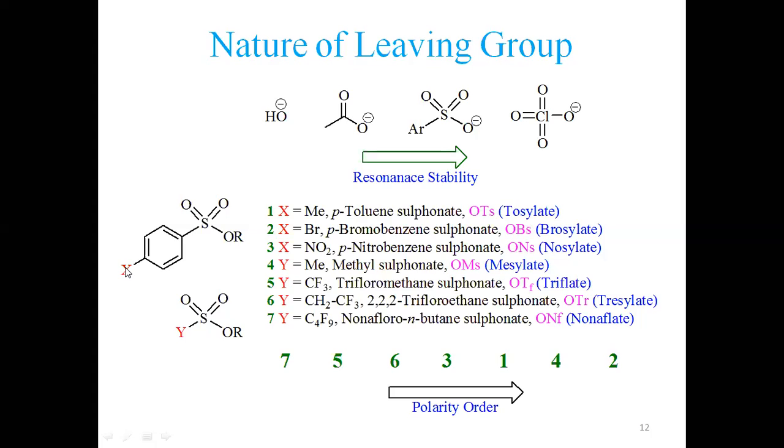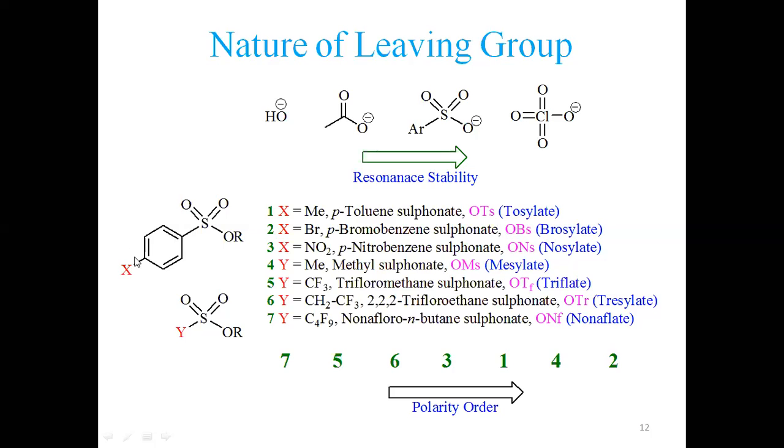Second, if this X is bromine, it is para-bromobenzene sulfonate. And this is called brosylate, and it is abbreviated as OBs. Look at the small s here. Oxygen is capital O, this is the element. B stands for bromine, and s for sulfonate. Bromobenzene sulfonate. This is definitely para-bromobenzene sulfonate. So this is called brosylate.